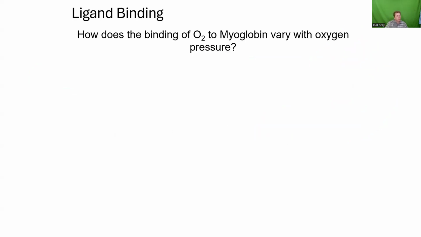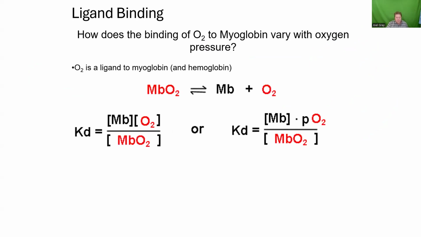Now, with that in mind, how does binding of O2 to myoglobin vary with oxygen pressure? So think about that as, okay, we're interested in how our protein binds our ligand, but we need to know how much of our ligand is there. O2 is a ligand for myoglobin and for hemoglobin. Our protein ligand complex is MB and O2, because remember, O2 is our ligand. That will dissociate into our free protein and O2, our ligand.